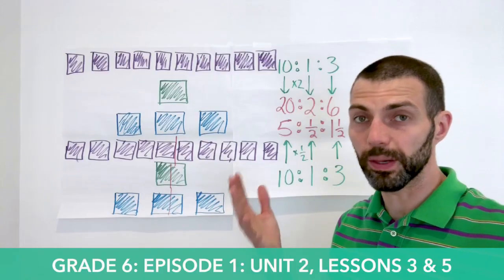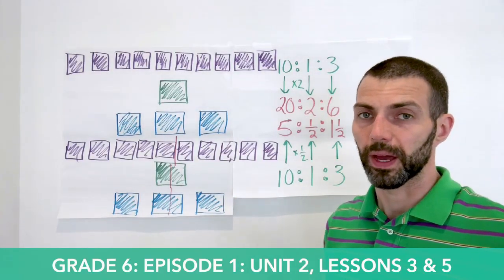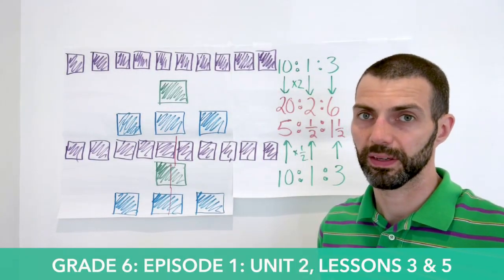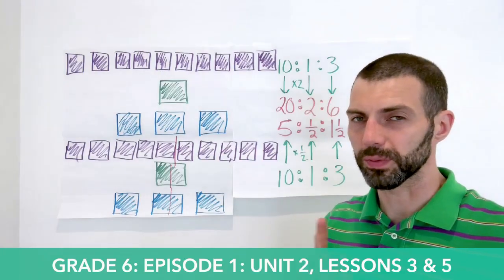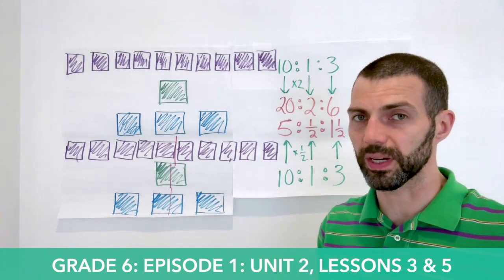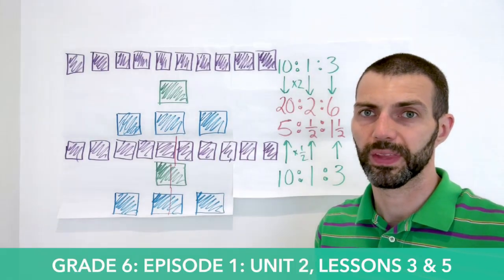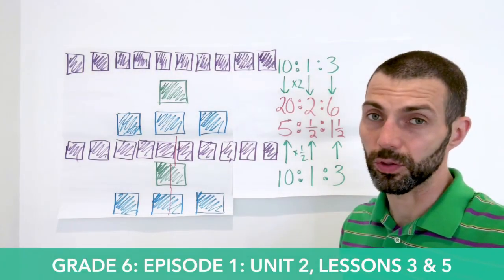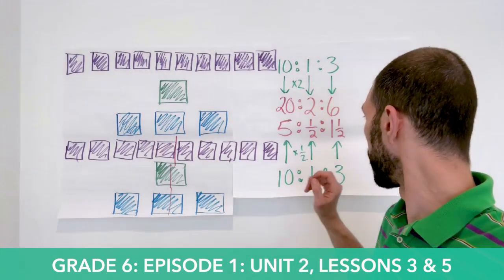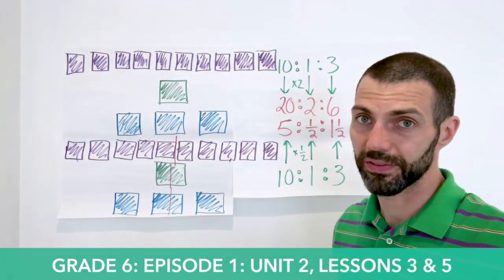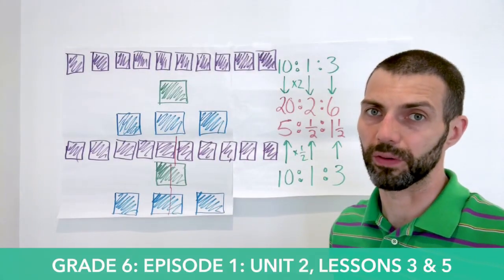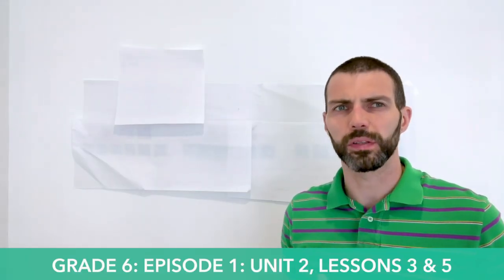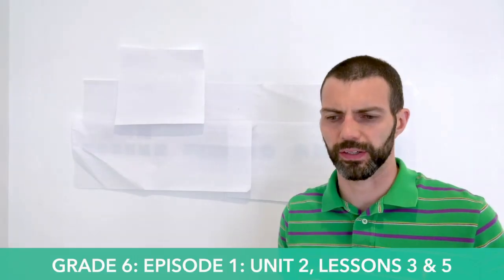So when I scaled the recipes up, or if I scaled them down, I multiplied every ingredient by the same factor. And that's what we were able to do, by multiplying each ingredient by the same factor, we were able to make equivalent ratios. I can say that 10 to 1 to 3, and 20 to 2 to 6, and 5 to 1/2 to 1 1/2 are all equivalent ratios. Let's see if we can continue to create equivalent ratios by multiplying each quantity by the same factor.